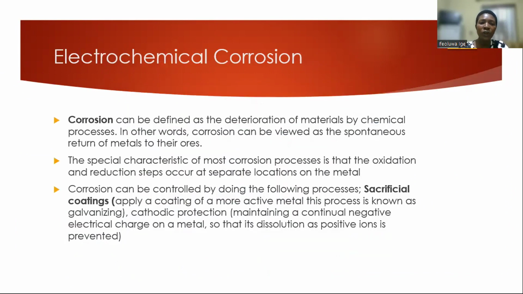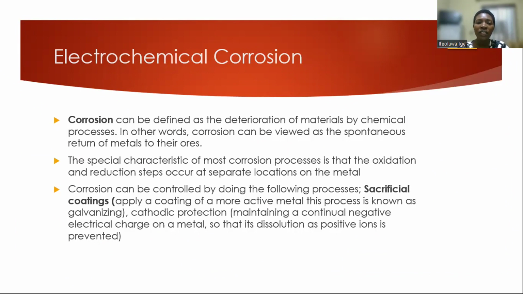Under this topic, we'll also be discussing electrochemical corrosion. Corrosion can be defined as the deterioration of materials by chemical processes. That means that when metals deteriorate through chemical processes, this is what we call corrosion. In other words, corrosion can be viewed as the spontaneous return of metals into their ores. The return of metal into their ores is what we call corrosion.